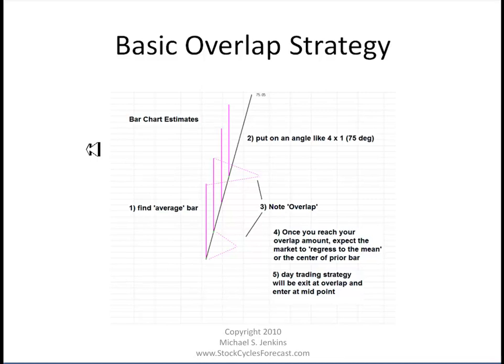And most of the gimmicky trades evolve around the bar overlap method. On a daily bar, there is an average measured move basically every day, and you find out by observation what is the average day's movement. And you can throw on an angle like a steep 4x1 angle, 75 degree, and put a couple of these bars on.